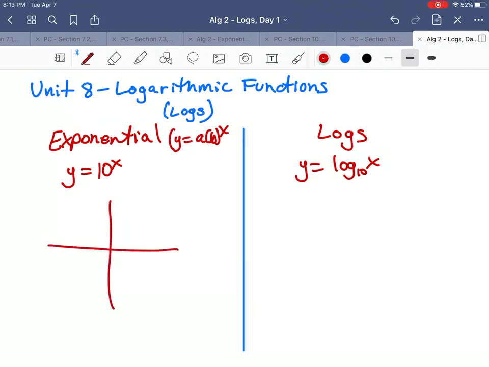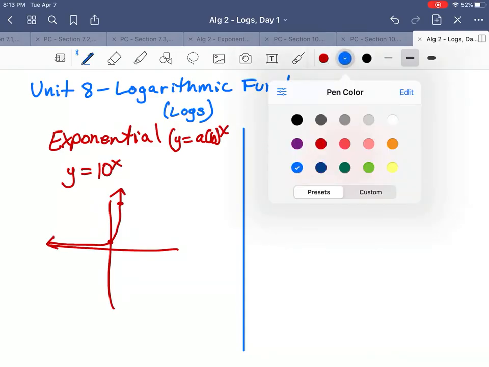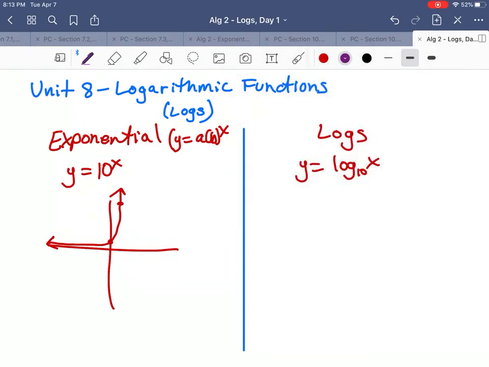You know that when you have your basic exponential function, it looks like this. If I plug in 0, 10 to the 0 is 1, so maybe about there. Plug in a 1, 10 to the 1 is 10, so about here. If you plug in negatives, you get something closer and closer to the x-axis. So the exponential function looks like this, and it has a horizontal asymptote, remember? That horizontal asymptote is y equals 0.